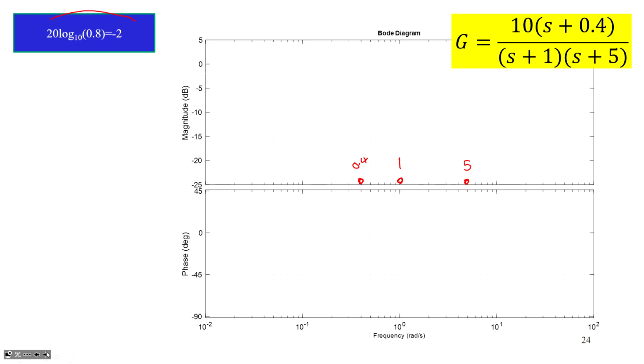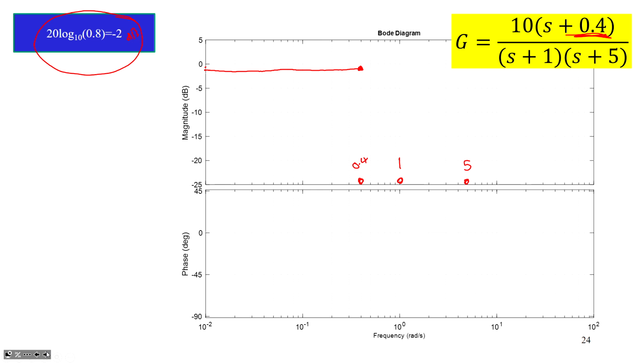And you'll see I've given you the low frequency gain over here. It's minus 2 decibels. So basically up to 0.4, we're going to have a flat line of minus 2 decibels. And then what's going to happen is we're going to hit this 0.